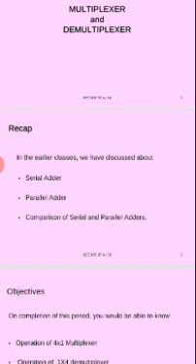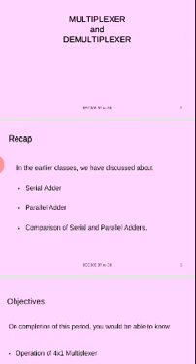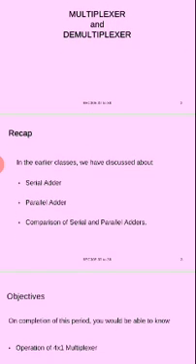The device which processes this technique is called a multiplexer. The reverse process of the multiplexer is called a demultiplexer.